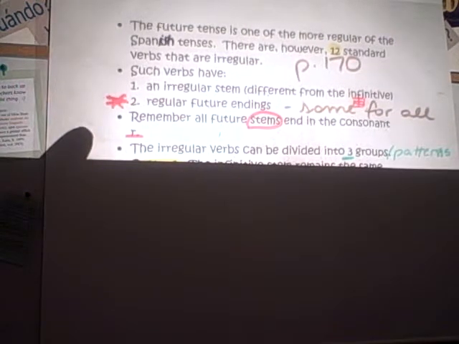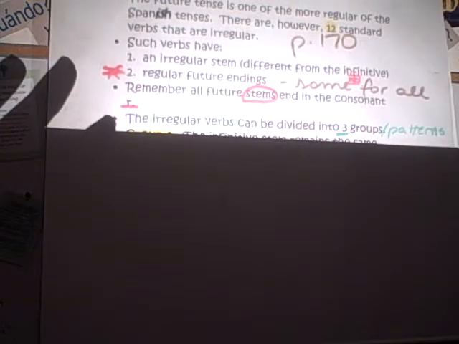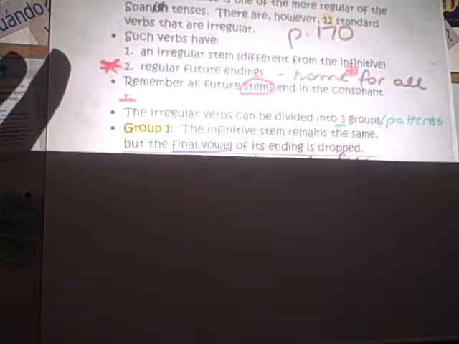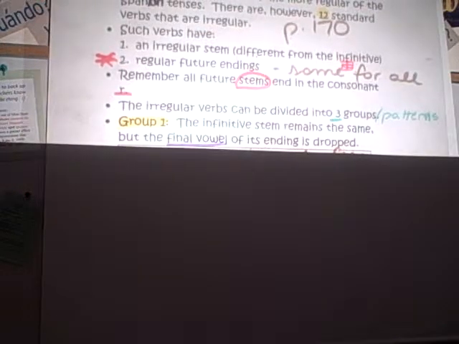So we have 3 groups, or 3 patterns of verbs. Your book kind of splits them up a little bit differently on page 170, but you can look at page 170 as an extra reference. Okay. I think it's easier for you to remember it in these 3 ways. Okay, so the first group, what you do is you take the infinitive stem, which is the original verb, and it stays the same. What changes is the final vowel. What are vowels? Okay, so that will be dropped completely.